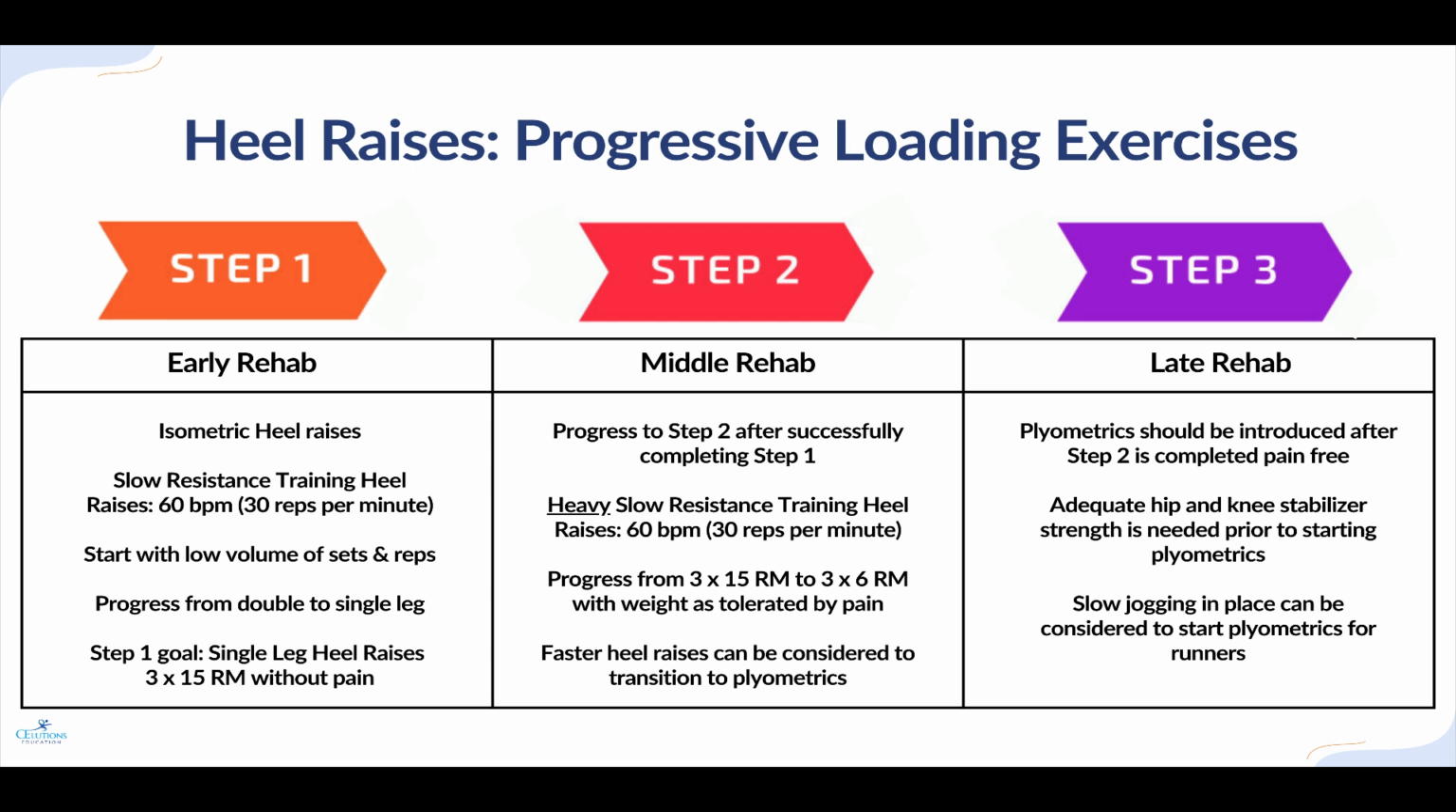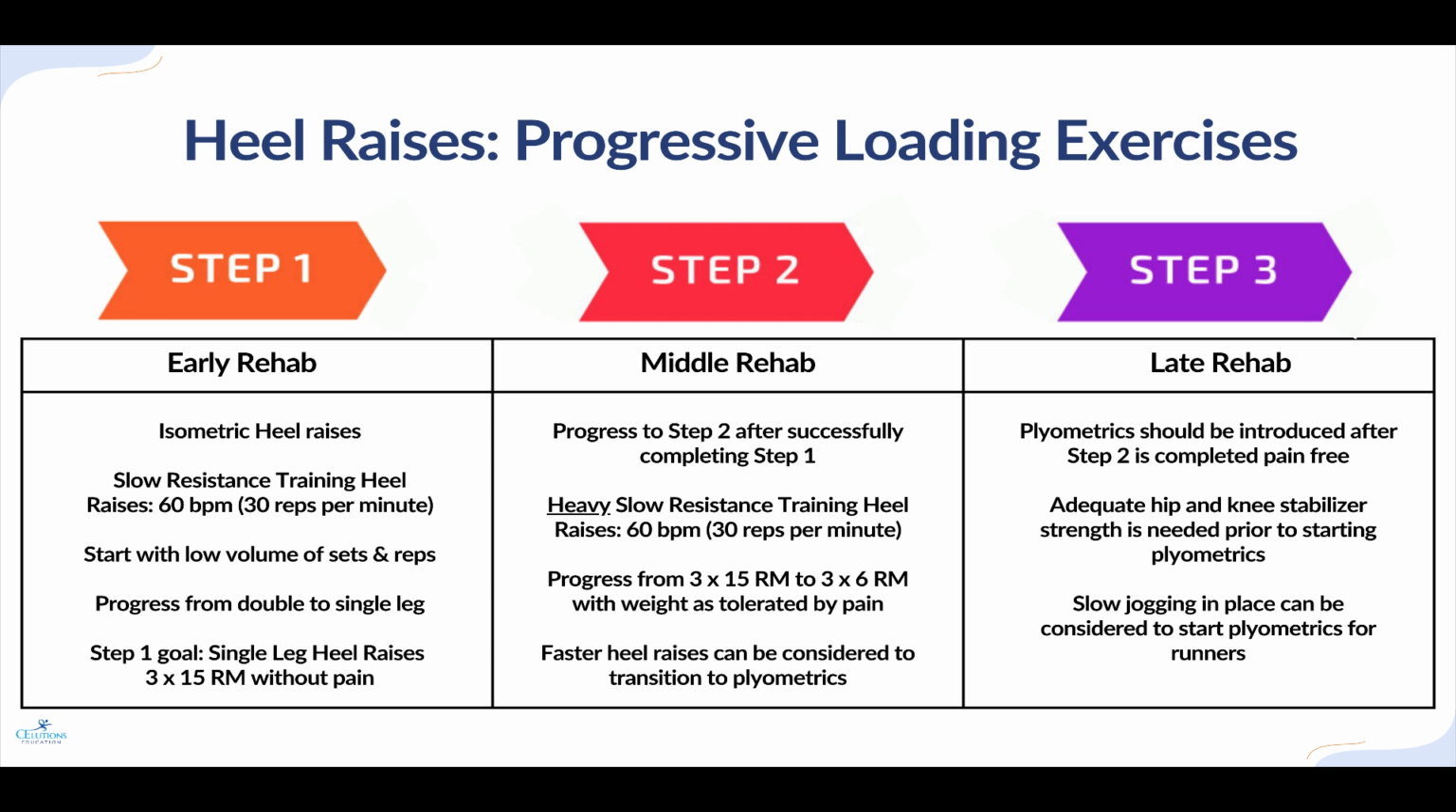So here is where we start talking about how we're going to recover patients from Achilles tendinopathy. During these phases, you can see that early on, we're going to do isometrics, some isotonics as well, with our goal being single leg heel raises at 3 sets of 15 rep max at the end of this early phase. The middle phase is going to be heavy, slow resistance training, and that's going to be a goal of 3 sets of 6 rep max with weight.